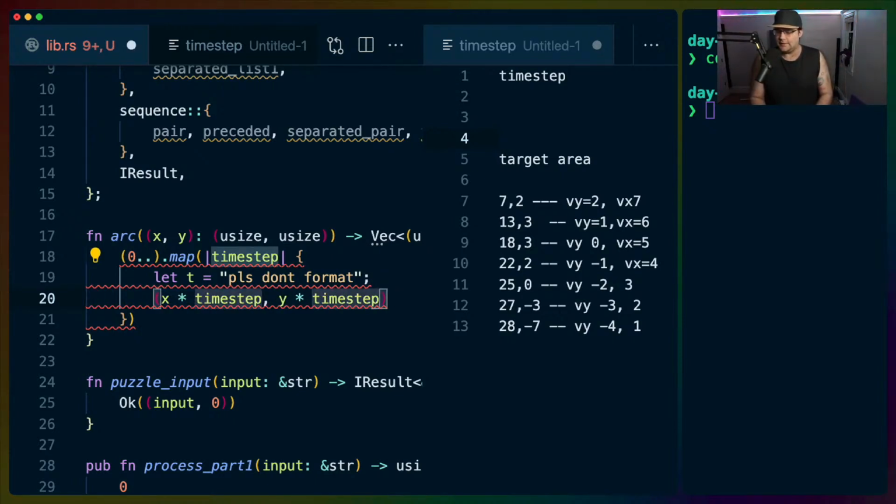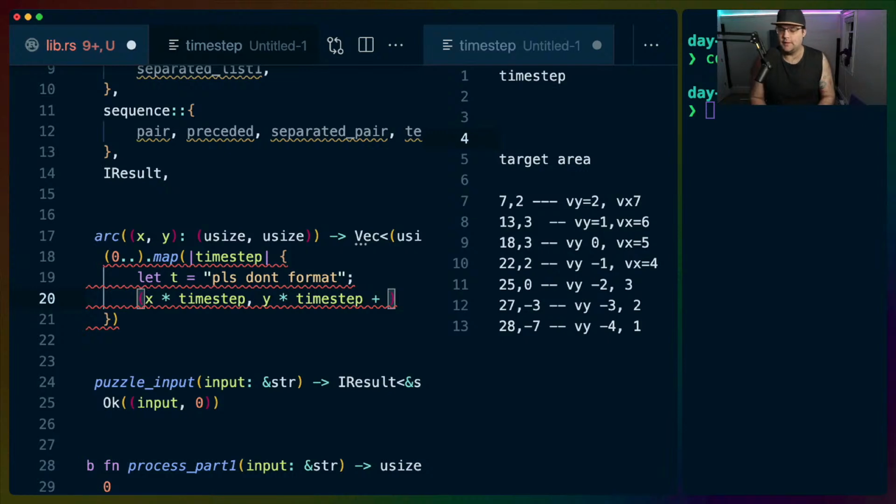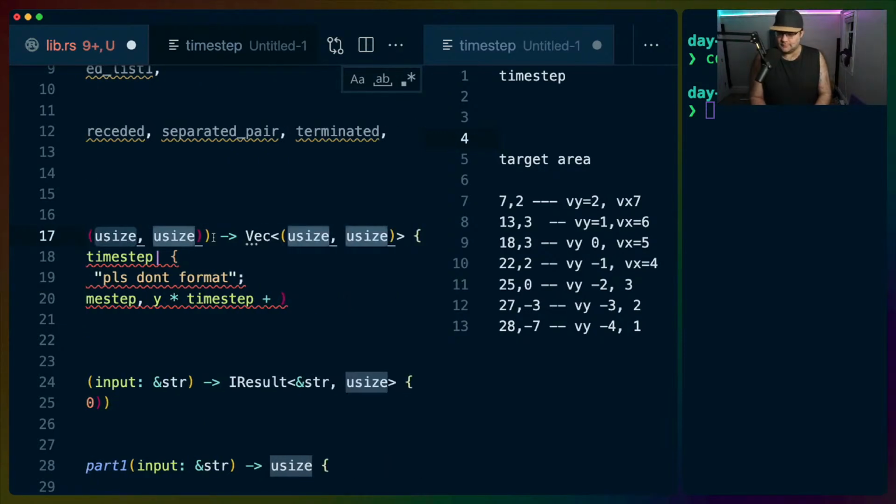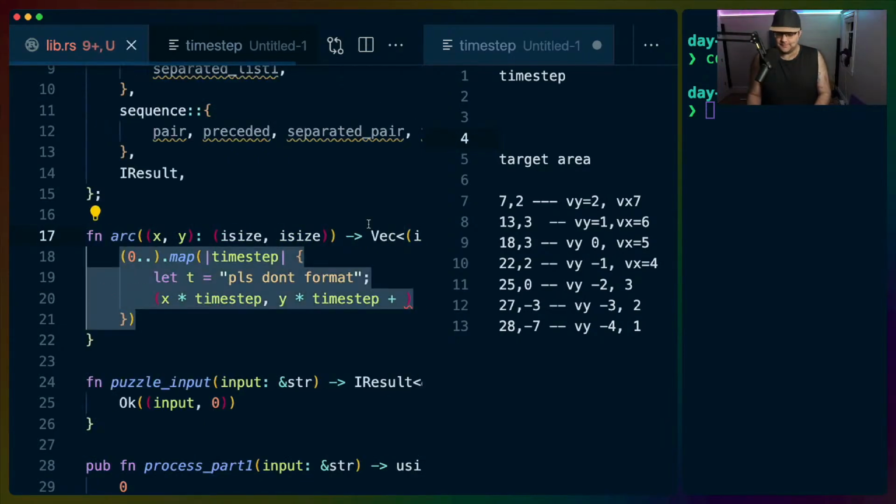Plus, so y is easy. Y is plus, or I guess minus, right? These can't be U sizes. No. Why did I put a U size here? I size.